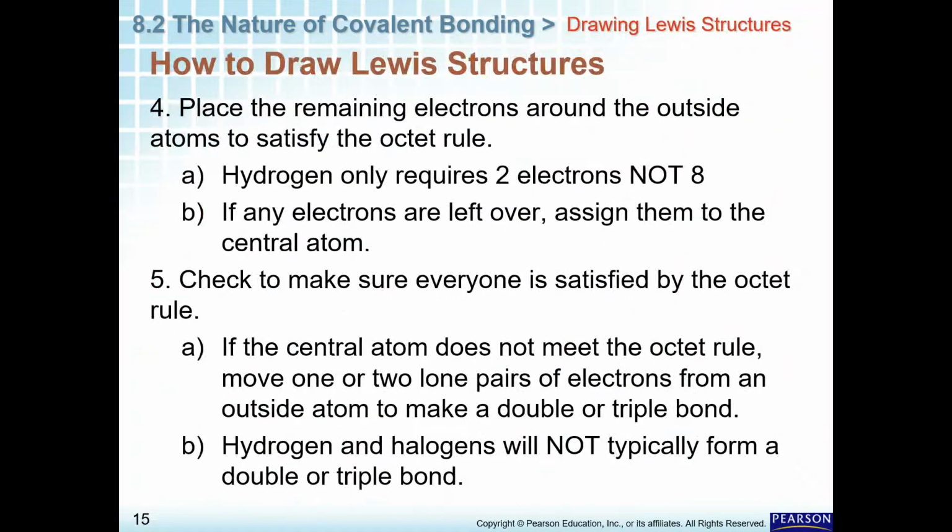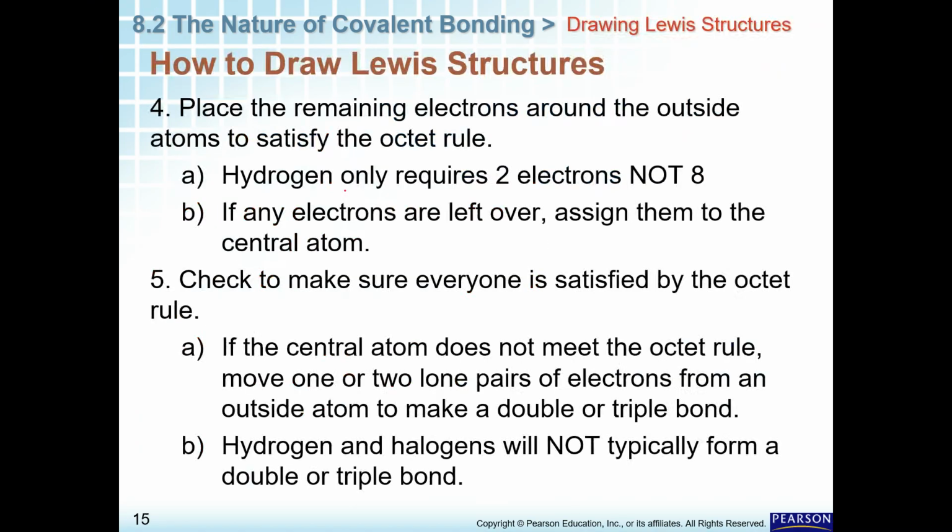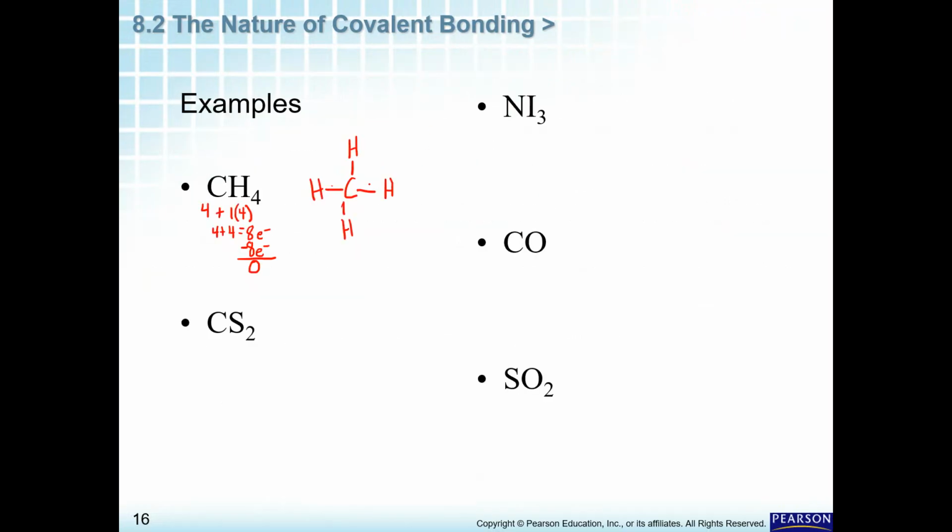Thankfully, when we go down to our example, carbon has 2, 4, 6, 8 electrons around it, so carbon is happy. And then if we actually look at our rule, it says hydrogen is okay with just having 2 electrons around it. If we look at our example, hydrogen has 2, so we're good. Structure A is complete. So let's look at our next example, CS2.